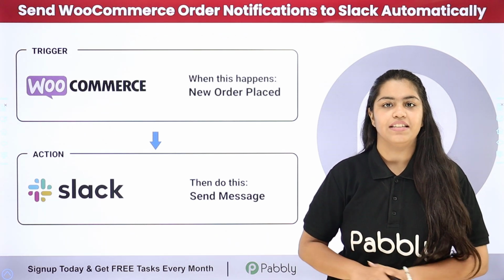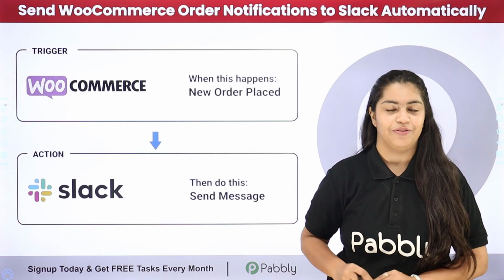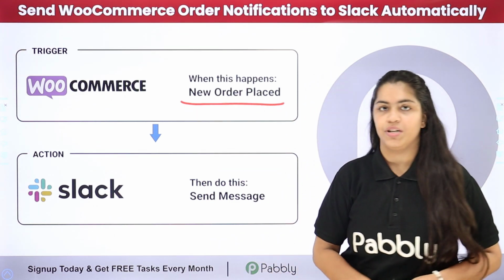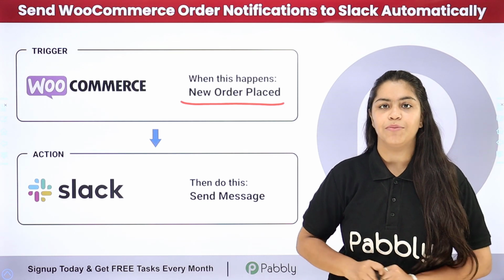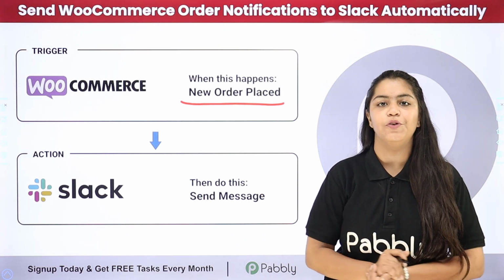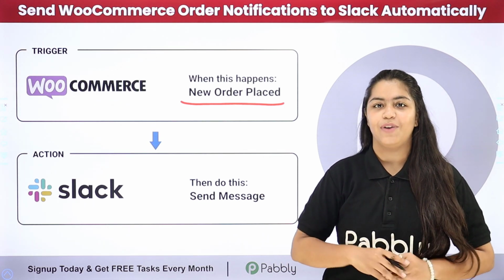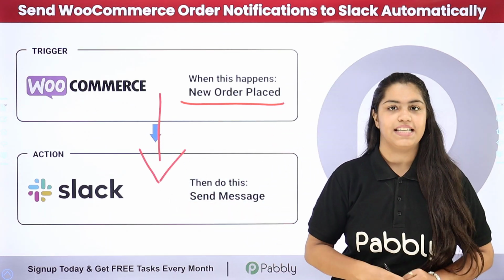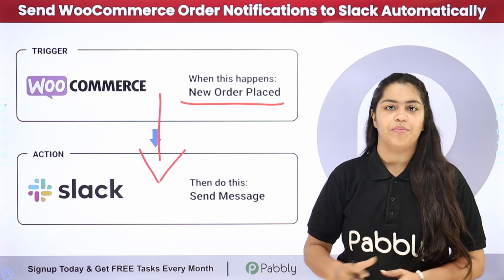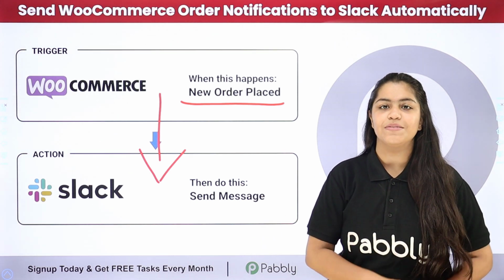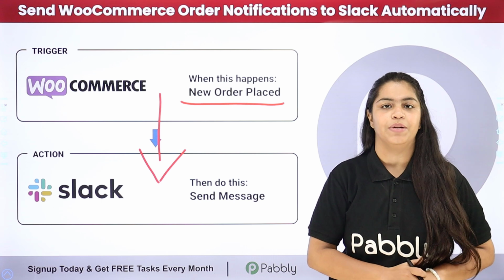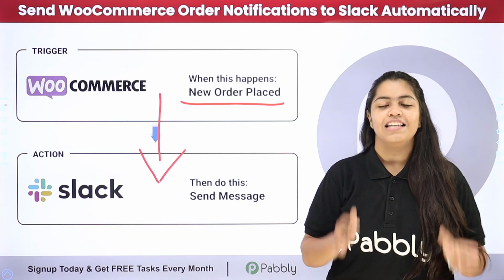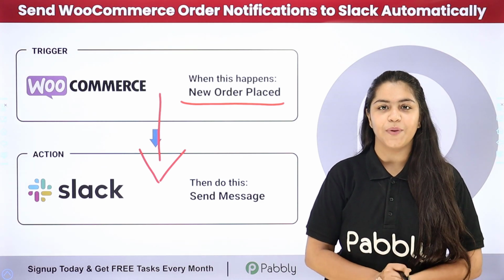Now to streamline this process and to get real-time notifications, what I want is that as soon as a new order is placed in my WooCommerce account, automatically my team on Slack should be notified about the new order details. To do this, we are going to create a connection between WooCommerce and Slack. To create this connection without knowing any programming or coding language, we are going to use Pabbly Connect. It is an amazing automation software. Do you also wish to learn this process step by step? Then let me take you to my computer screen.